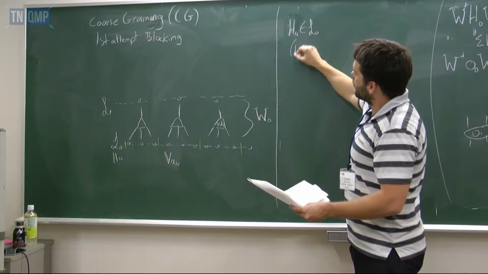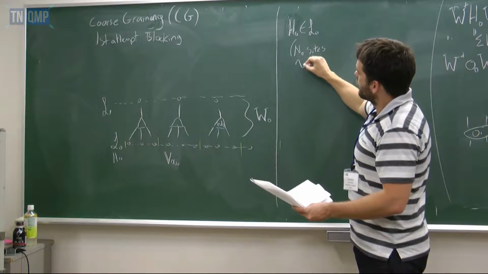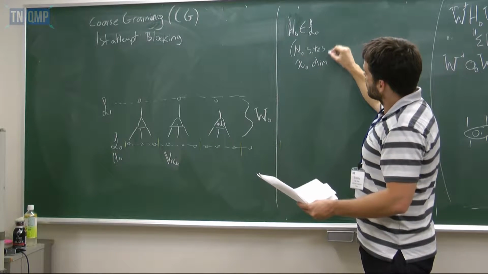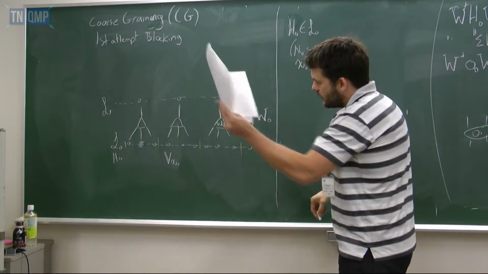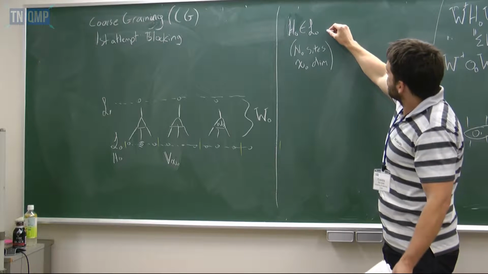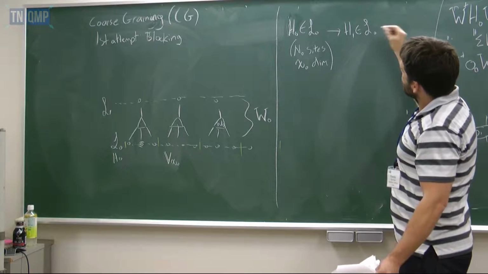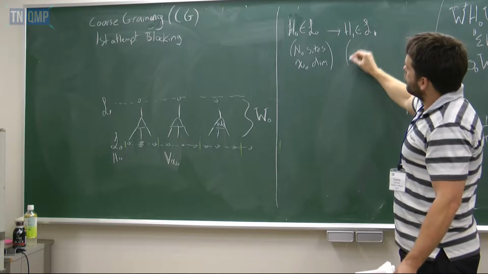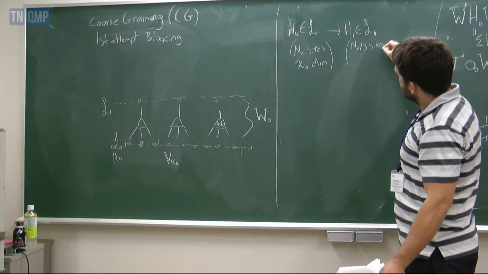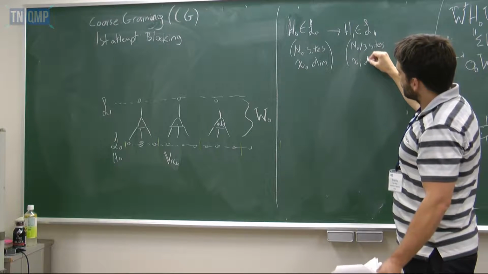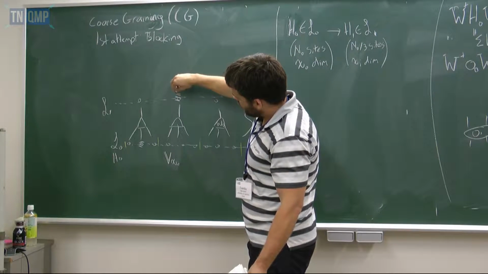So we'll say this lattice L naught has N naught sites, chi naught dimension. Okay, so each maybe is a 2-level system or a 4-level system, it doesn't really matter. Okay, and we have some mapping to some new lattice L1. This new lattice is N naught over 3 sites, chi 1 dimension. Okay, so maybe I've increased the number of degrees of freedom.